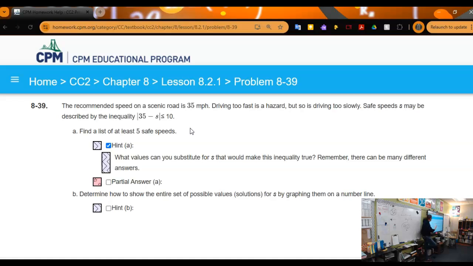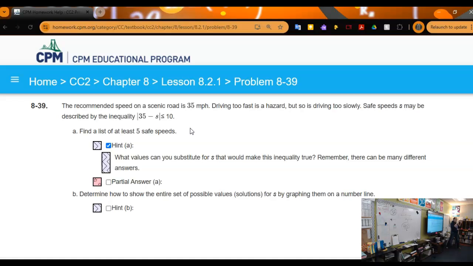Because if I plug in 10 for S, it doesn't work. So, give me something that could work. Alan? 25. If I plug in 25 for S, 35 minus 25 is 10, absolute value of 10. Am I less than or equal to 10? Yes. Vivian? 24. 35 minus 24 gives me 11. I don't think 24 works. What about 26? So if we try 26, that'll give me like 9. So you don't actually have to solve this. Like, you don't have to do the on both sides stuff.